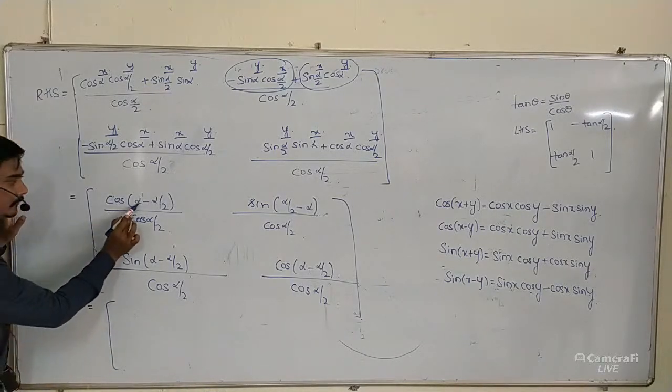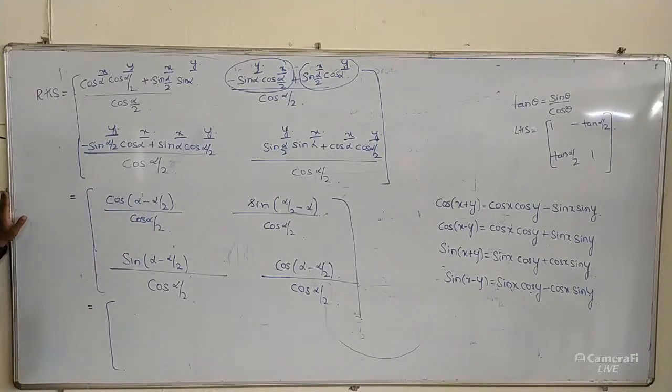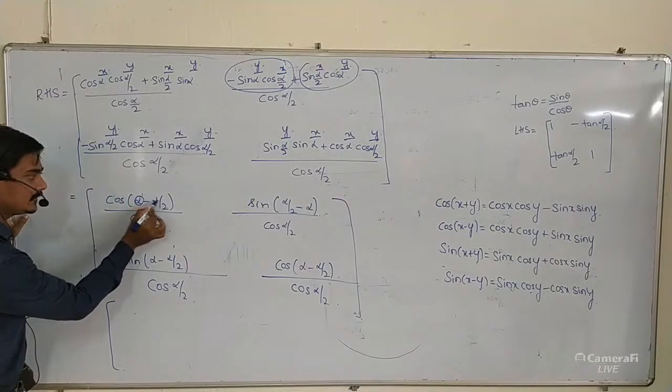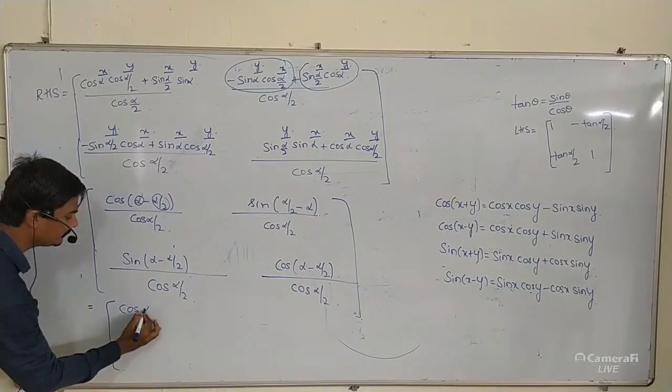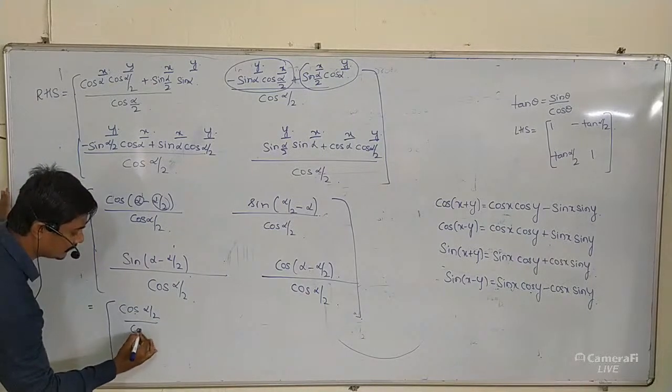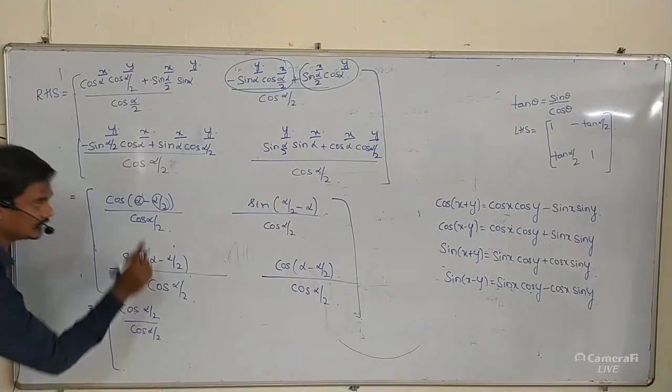So what is alpha minus alpha by 2? Alpha by 2. You need not go on taking LCM. It is 1 alpha, this is half alpha. 1 alpha minus half alpha is half alpha. This is cos alpha by 2. Let us come to here.